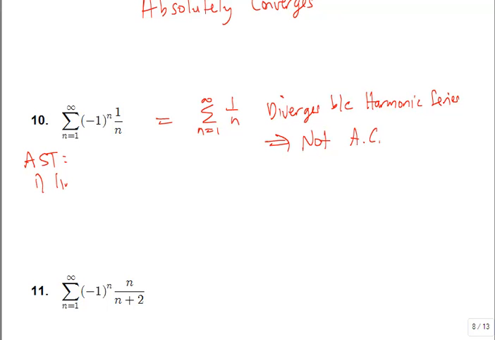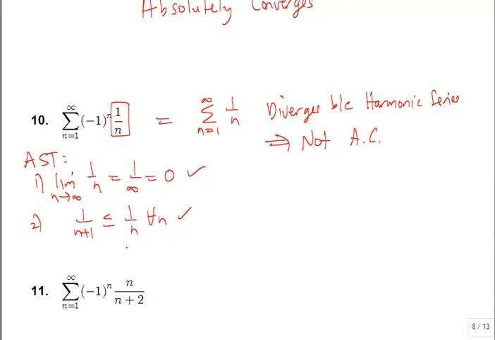So if we look at the limit as n goes to infinity of just this a sub n, that is going to go to 1 over infinity, which goes to 0. And we know that 1 over n plus 1 is indeed smaller than 1 over n, since this denominator is bigger, so this fraction is smaller. So this is true for all n. And those are the two conditions that we need for the alternating series test. So that shows that this does converge by the alternating series test.